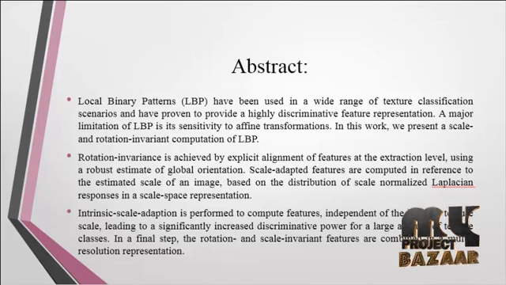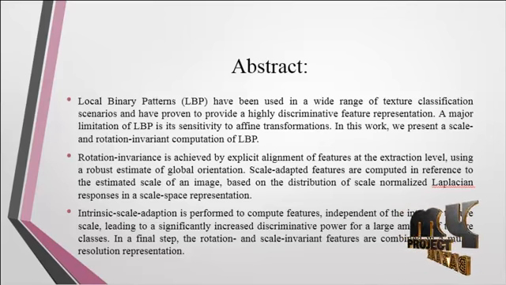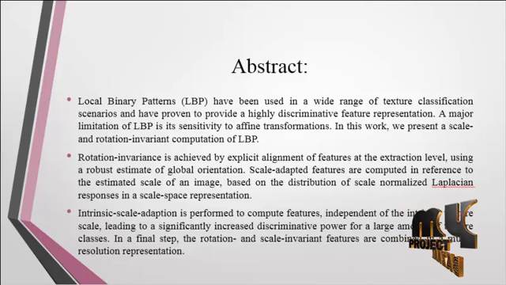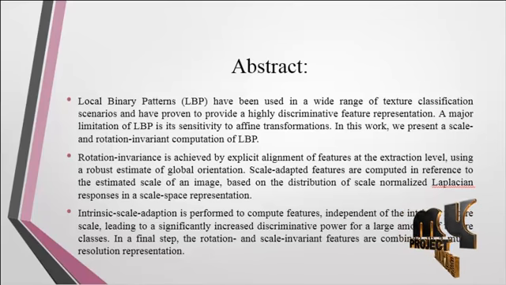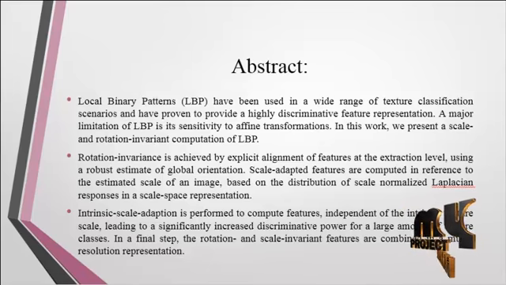In the final step, the rotation and scale invariant features are combined in a multi-resolution representation. With this texture representation, we can efficiently improve the classification process. For the classification of any particular object, we take certain textures from the image. If the stability of the textures is improved, then the classification of any object will increase.